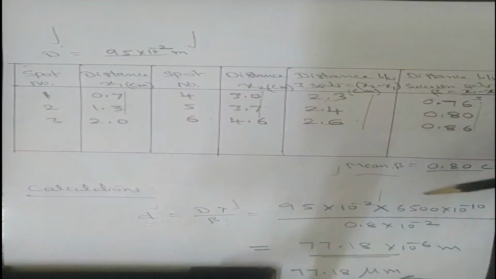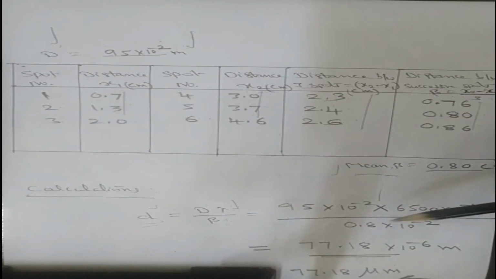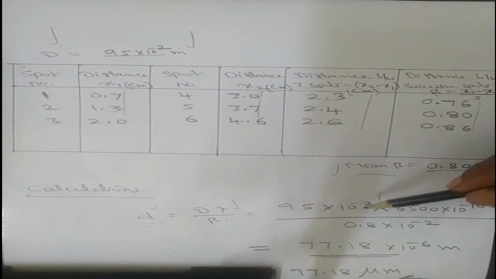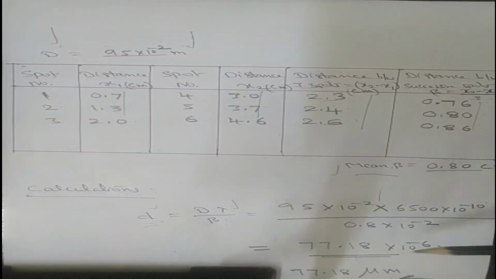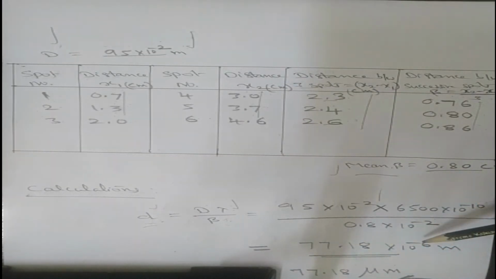How much is it? 6500 angstrom unit. So write it in meter: 6500 into 10 to the power of minus 10 meter, correct? So beta is the mean value of these 3, so it is 0.8 centimeter. We can write it as 0.8 into 10 to the power of minus 2 meter again. All values are in SI units. So after calculating this, you will get the final result as 77.18 into 10 to the power of minus 6 meter.